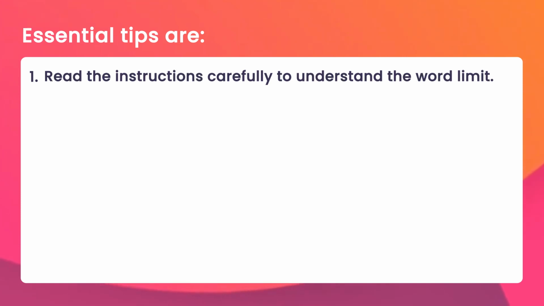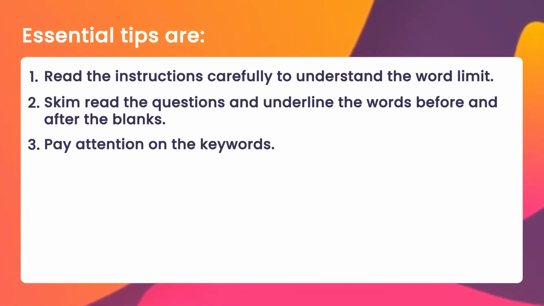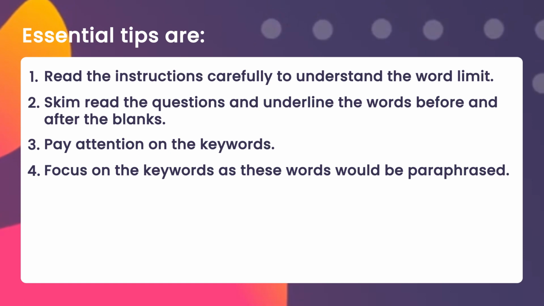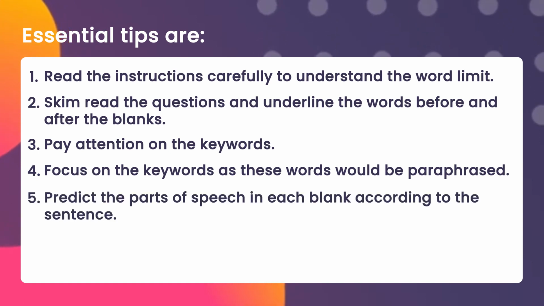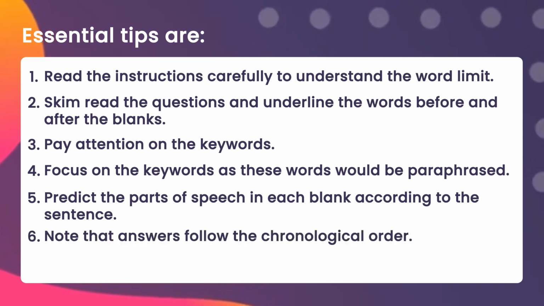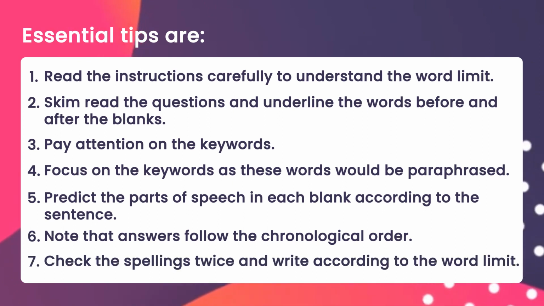Let's look into the strategies to solve sentence completion task. The essential tips are: number 1, read the instructions carefully to understand the word limit. Number 2, skim read the questions and underline the words before and after the blanks. Number 3, pay attention to the keywords. Number 4, focus on the keywords as these words would be paraphrased. Number 5, predict the parts of speech in each blank according to the sentence. Number 6, note that answers follow the chronological order. And finally, number 7, check the spellings twice and write according to the word limit.